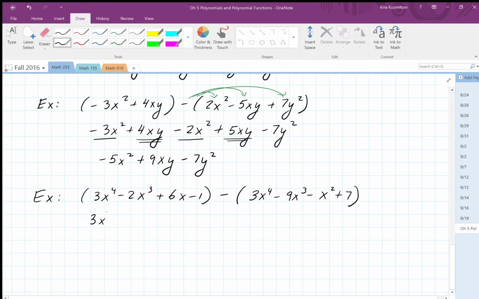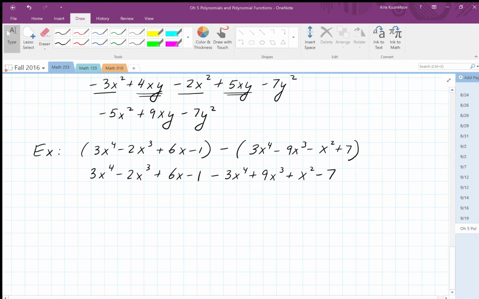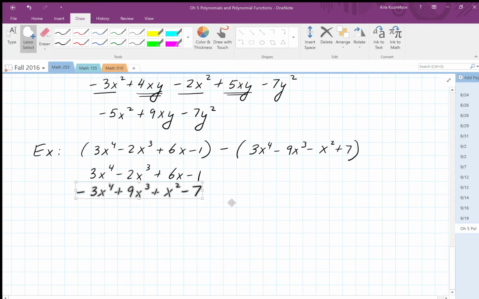You keep the first polynomial as is, and then negate everybody else. You have a negative 3x to the power of 4, negative, negative, you have a positive 9x cubed, negative, negative, positive x squared, and then the negative, positive, negative 7. What would be convenient would be if I take this second polynomial and try to match this.